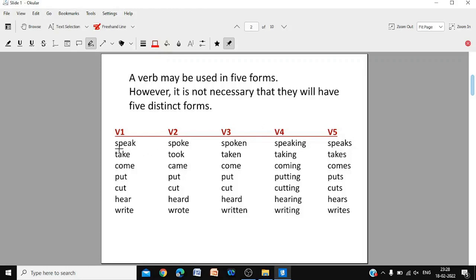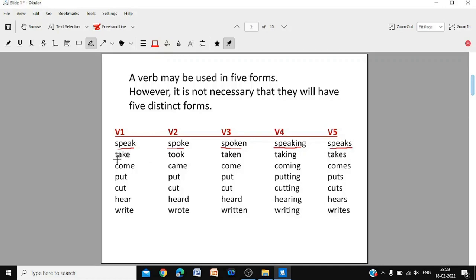For instance, speak. V1. This is a root verb. V2 is a past tense, spoke. V3 is a perfect form, also called past participle form, spoken. V4 is a continuous or progressive form ending in ing, speaking. And V5 is the same as V1 with a terminal S added. Speak, we add one S to make it speaks.